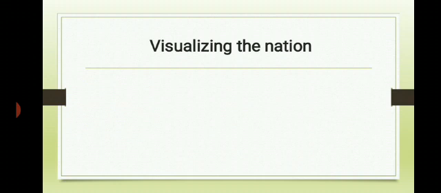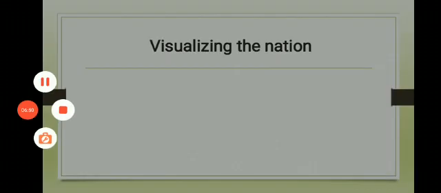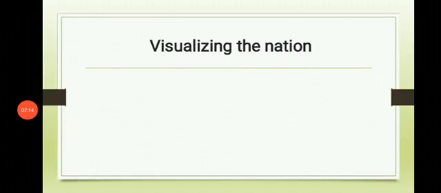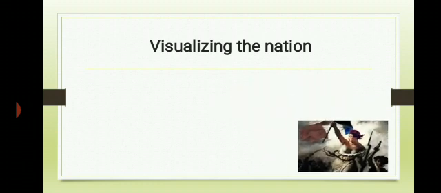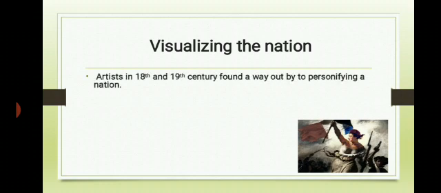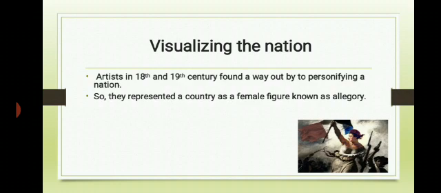Now we will try to understand visualizing the nations. For a common man, it was difficult to visualize a nation and connect to it. So in the 18th and 19th century, nations began to be portrayed as a female figure called an allegory, and during the French Revolution, artists used the female allegory to portray ideas like liberty, justice, and the republic. You can see a pic of a lady, represented as Marianne of France. The artists in the 18th and 19th century found a way out by personifying a nation, representing a country as a female figure known as the allegory.